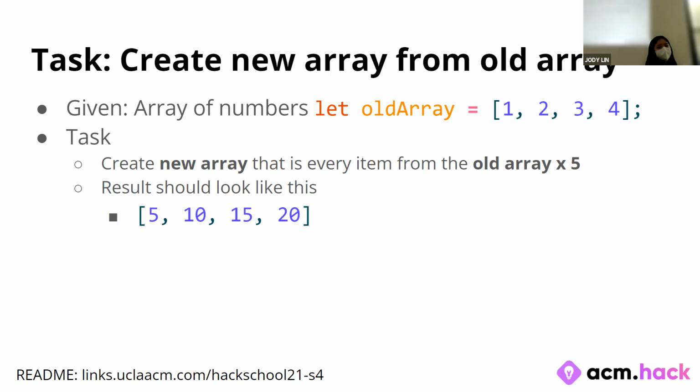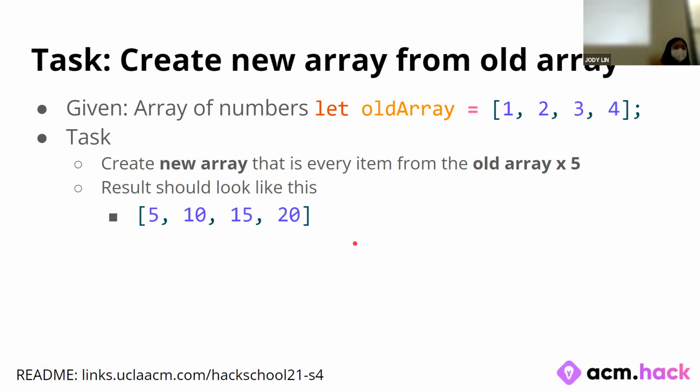All right, so imagine you're given a task: create a new array from an old array. And here are the conditions. Let's say I give you an array of numbers, something like this, old array 1, 2, 3. Your task is to make a new array, and each item will be every item from the old array, but times 5. So the result should look something like 5, 10, 15, 20, which is just 1 times 5, 2 times 5, 3 times 5, and then 4 times 5.